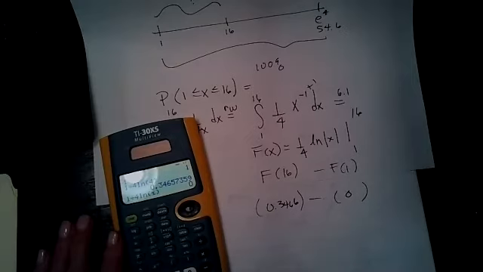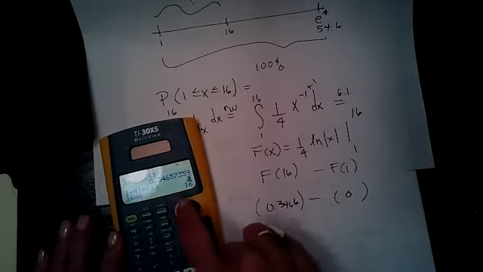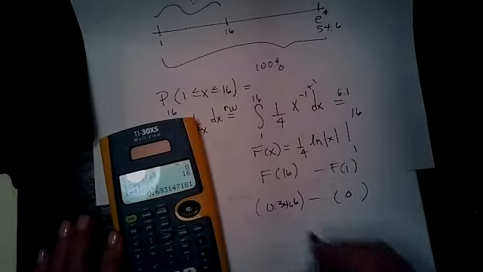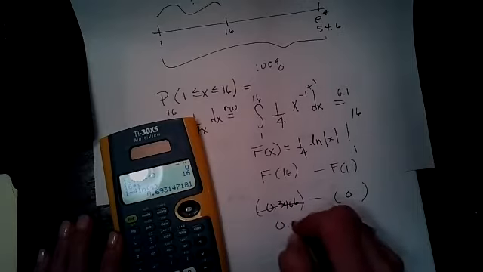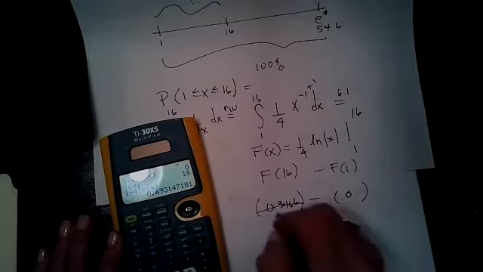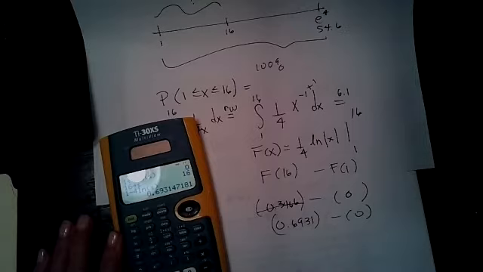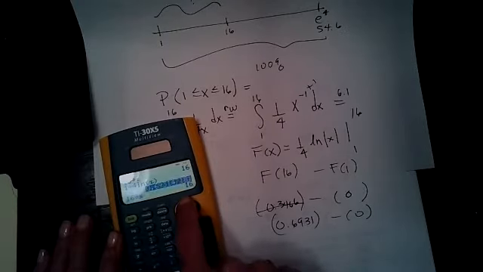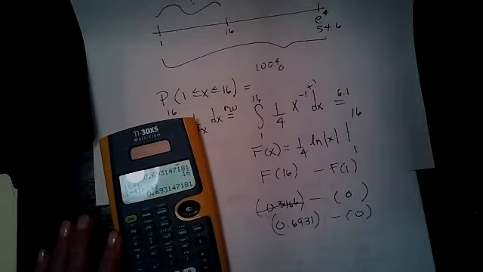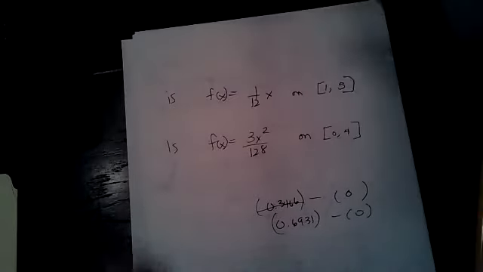So let's just make sure I put the 16 in, and no, that's 0.6931 minus 0. So pretend like I didn't make any mistakes. So 16, store for x and enter, and we put 1/4 ln of x, and that gives me that, minus 0. And it should tell me how to round.